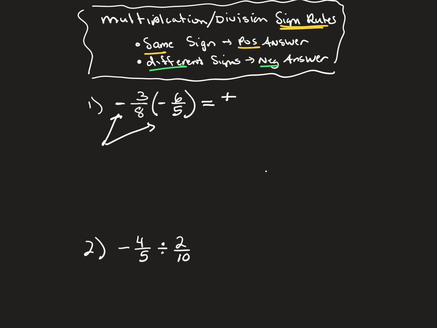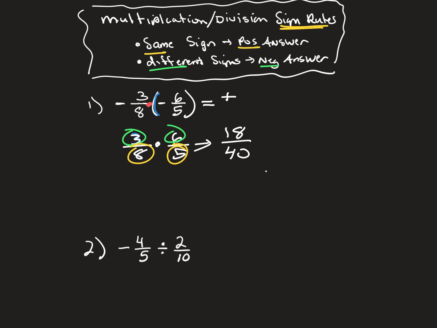Remember when you have a number next to a symbol or next to something and there's nothing between it, that implies multiplication. So I really just need to multiply 3/8 times 6/5. And if I multiply straight across, multiplying the numerators and multiplying the denominators, that will give me 18 over 40. And then I need to reduce that fraction.